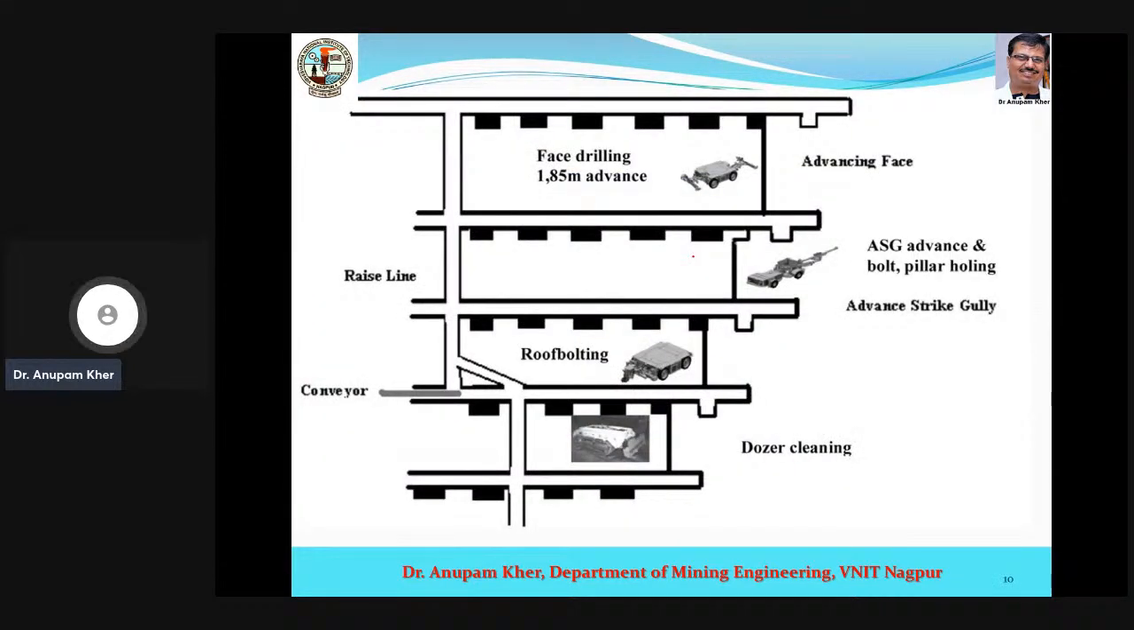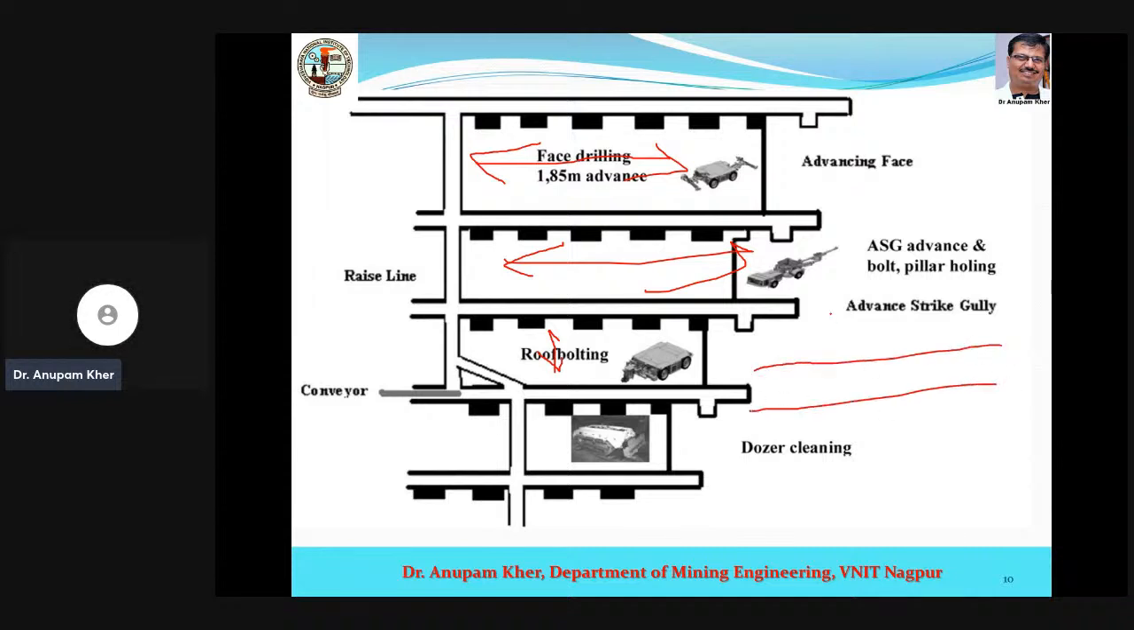Okay, so now here you can see the advancing face, which is a completely flat room and pillar type of system where hardly any support is needed. So the face advance is in this direction, or even if I do the face advance in this direction, the orebody being horizontal, the method would be called breast stoping, because we are always moving in frontal direction.